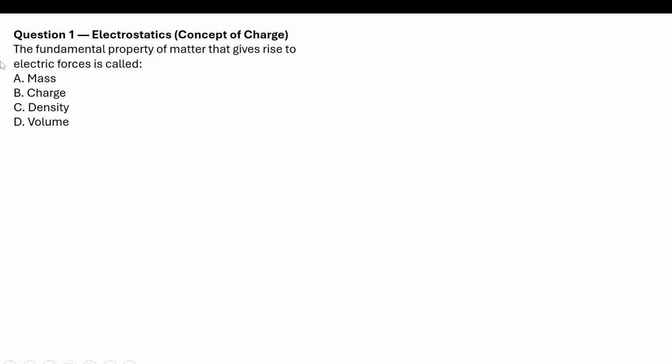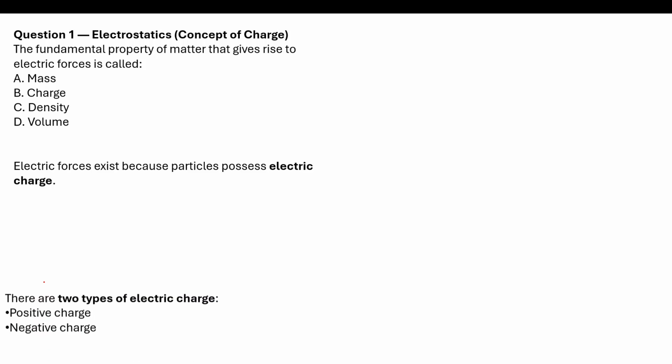We have the fundamental property of matter that gives rise to electric forces is called A. Mass, B. Charge, C. Density, and D. Volume. So the answer is charge. Electric force exists because particles possess charges.